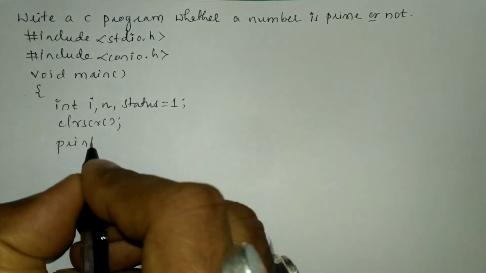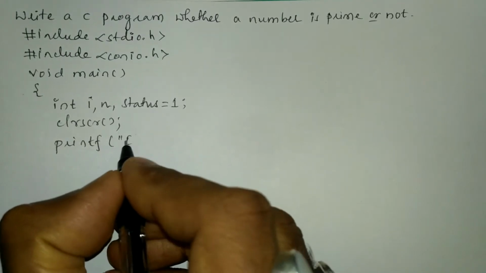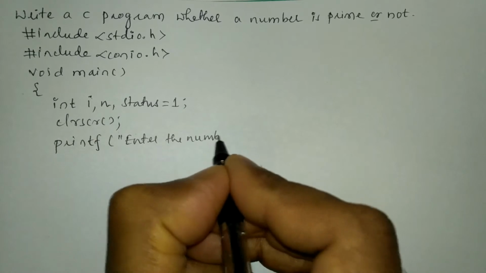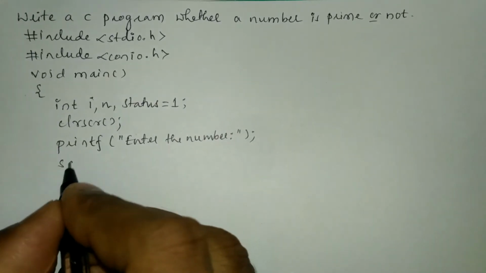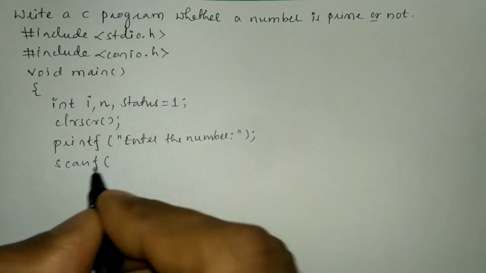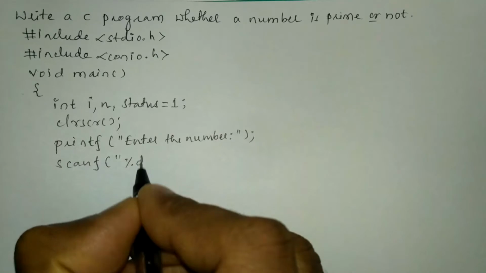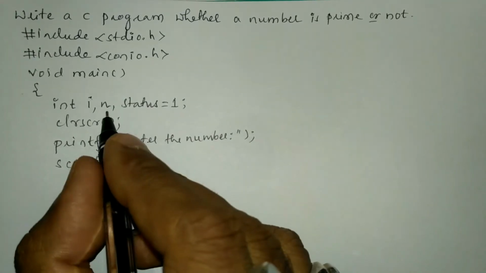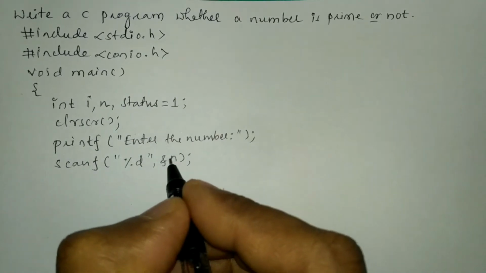Now let us write the clrscr function which is used to clear the screen. Now we will ask the user to enter the number using a printf statement. In double quotation marks I'm going to write "Enter the number", end the double quotation marks and put a semicolon, and we are going to receive the response from the user through the keyboard using the scanf statement. Here in double quotation marks I'll write the format specifier %d, end the double quotation marks, put a comma, and we are going to take this n, so that is &n, and put a semicolon.